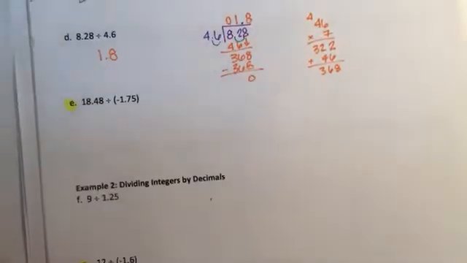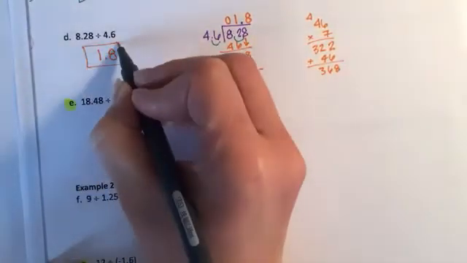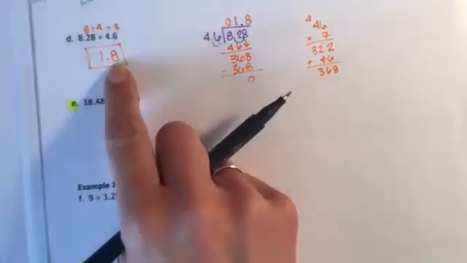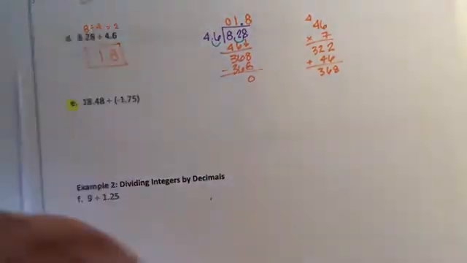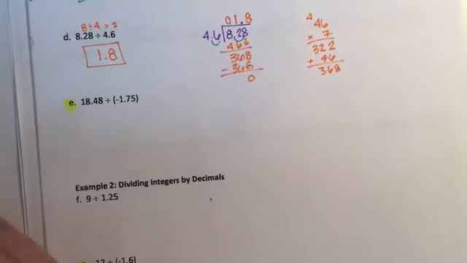Okay. So I want you guys, and then if you were checking this, this is pretty close to 8. You could round it to compatible numbers. 8 divided by 4 gives you 2. 1.8 is close to 2. So that's kind of where your estimation comes in. Okay, why don't you guys try to do letter E?